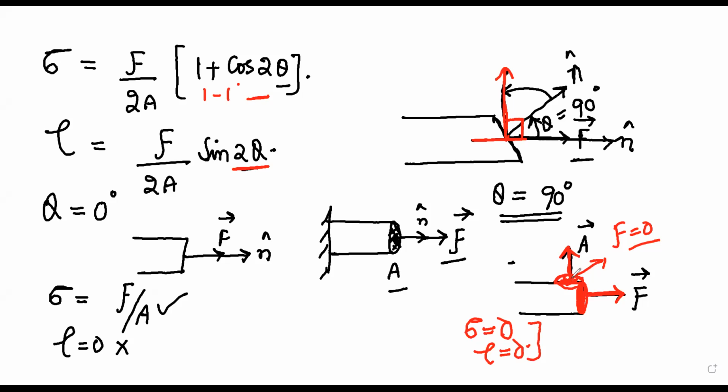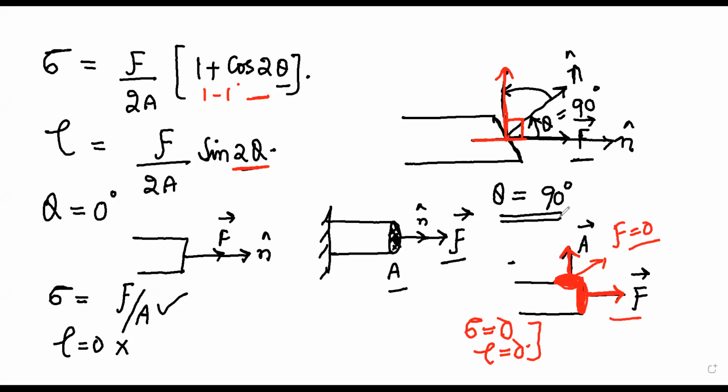The area we are considering here is not an area over which some force is acting. Therefore, there will be neither normal stress nor shear stress. This is for theta equal to 90 degrees. Now, similarly, we can talk about theta equal to, for example, 180 degrees.